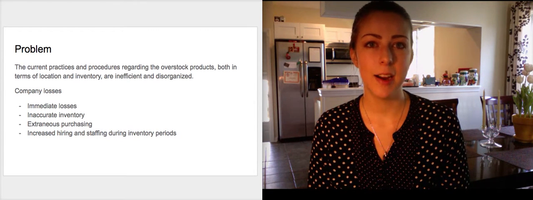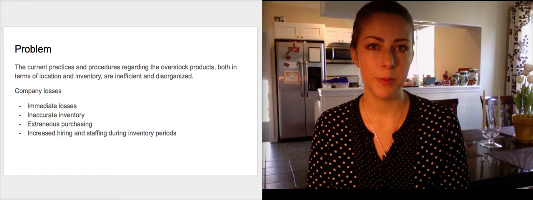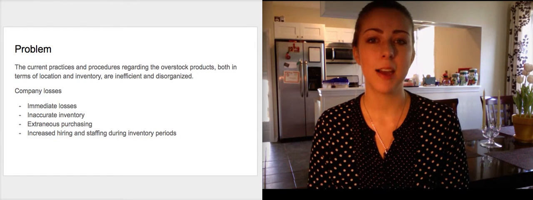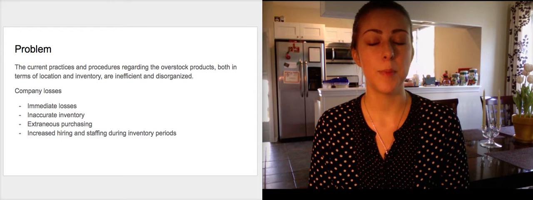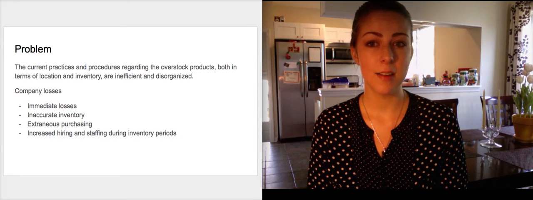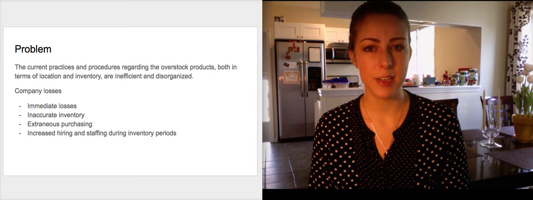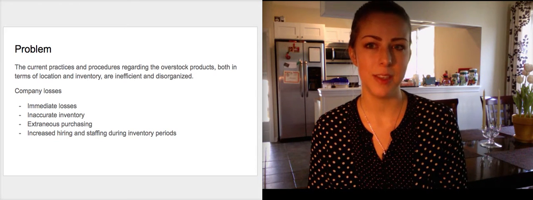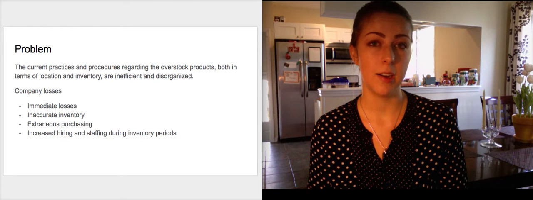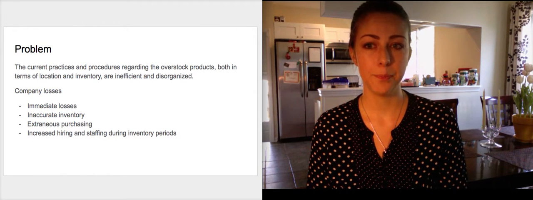For the past year, I have worked at a large home improvement retailer, and in our stores we store overstock products in the overhead racking above the shelves in the aisles. The problem that I've sought to tackle is that the current organizational system of the overstock items is very disorganized and often fails employees when they're tasked with locating an item.